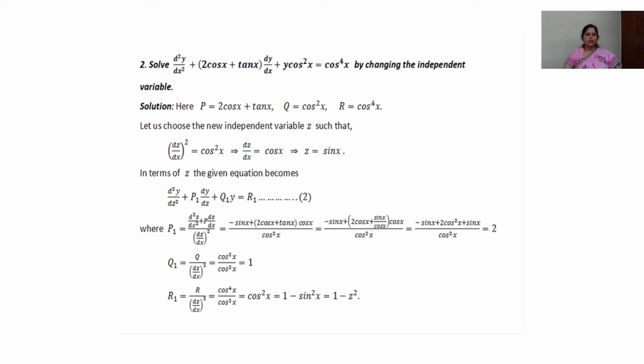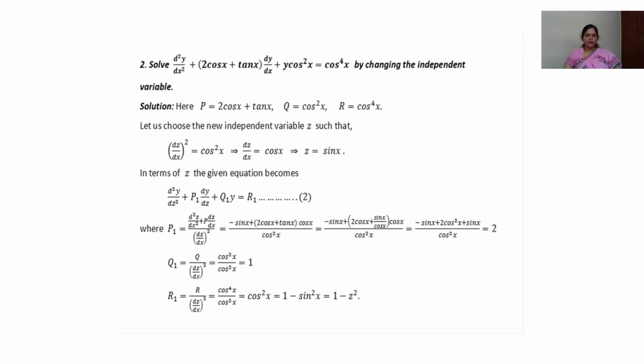dz by dx is equal to cos x, which means d square z by dx square is minus sin x. So that's why we are substituting in the numerator. First term is sin x plus p value, which is 2 cos x, plus tan x, and dz by dx is cos x. Then the denominator value is cos square x. This is equal to, we have to simplify the terms one by one.